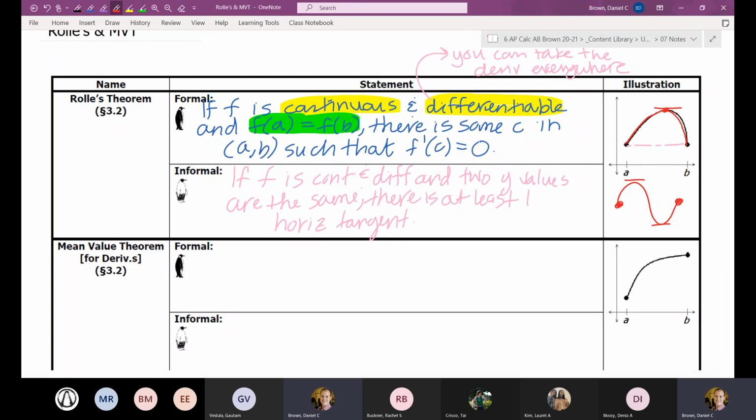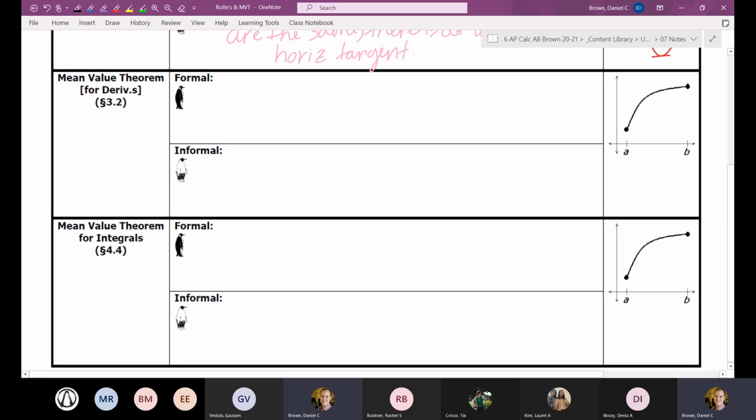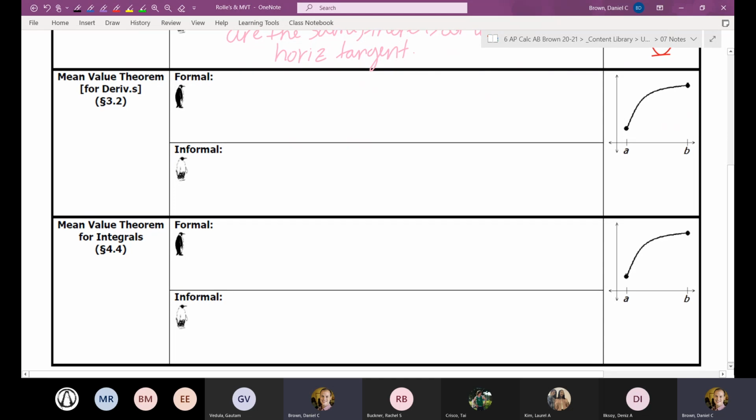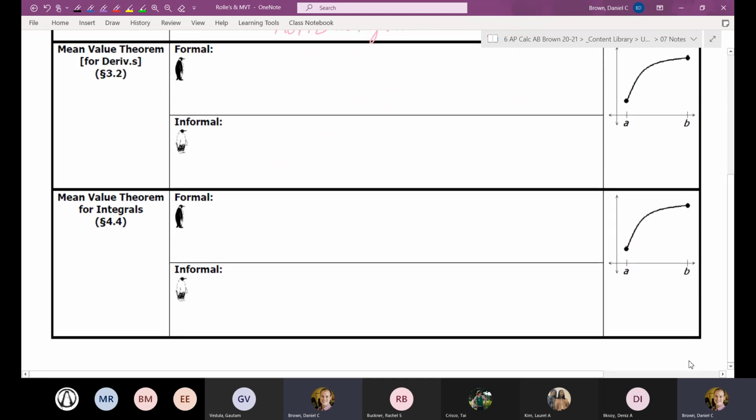Questions on Rolle's theorem? And again, we will do examples of these. I just want to get the theorems out of the way first. And then the last 2 ones we have, they both have the same name, so I did want to talk about the naming of them. We have the mean value theorem for derivatives, and then we also have the mean value theorem for integrals.